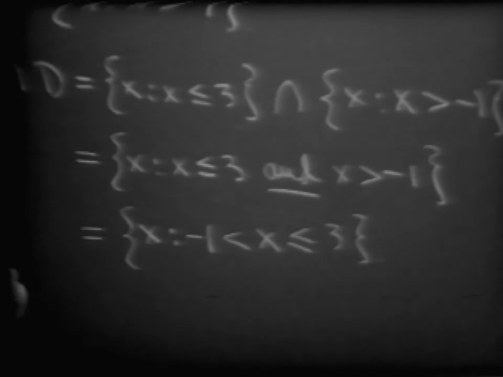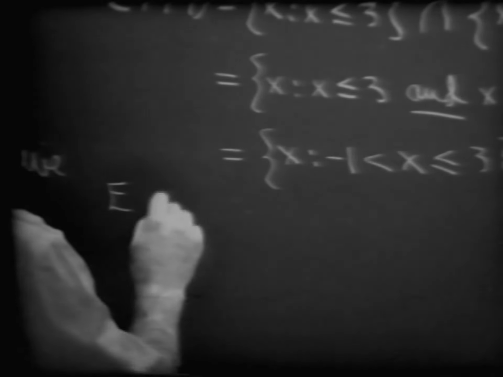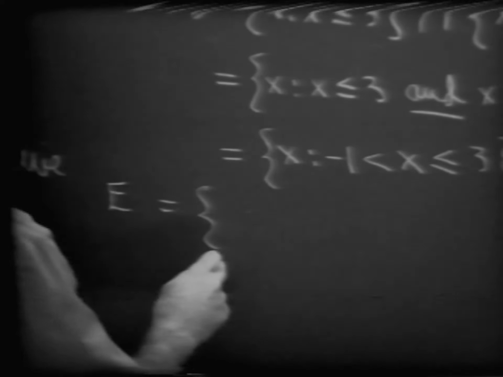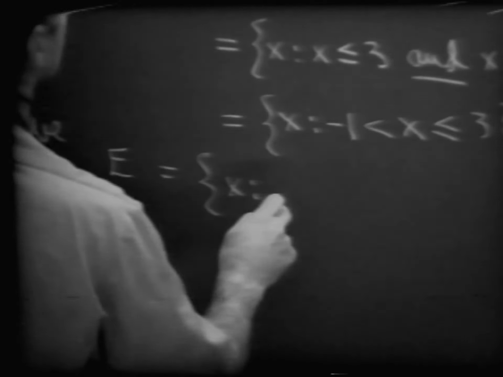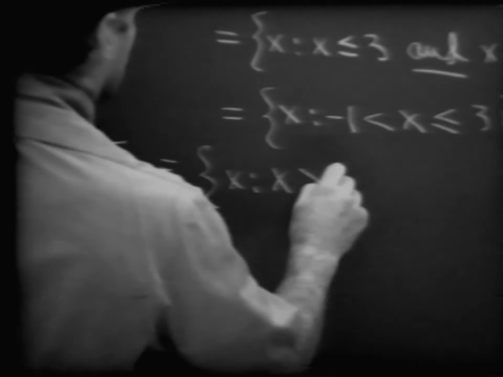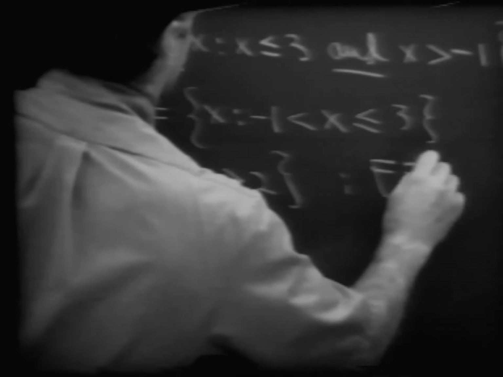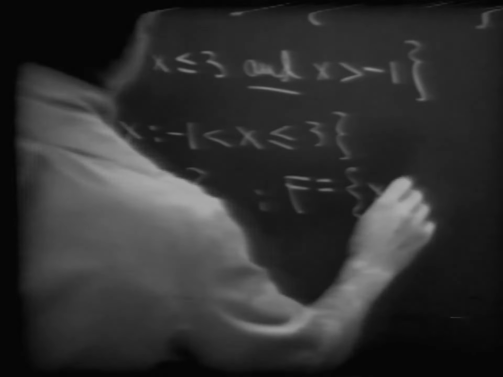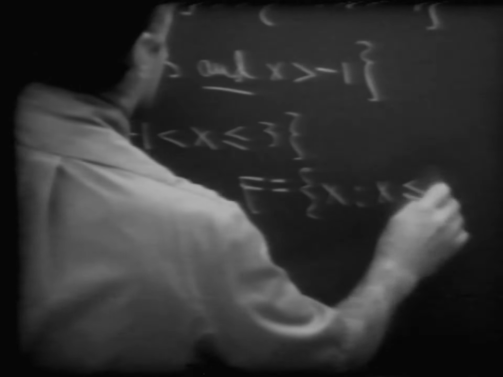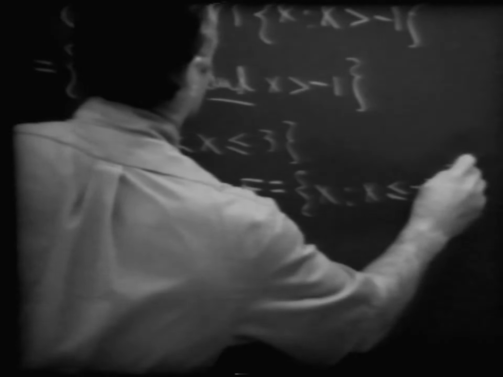Now, I think we can repeat everything that we have said about two other sets if we made up some other examples. Let's make up some set E as the set of all x's such that x is greater than 2, say. And let me write it over here. F is the set of all x's such that x, say, is less than or equal to -3.